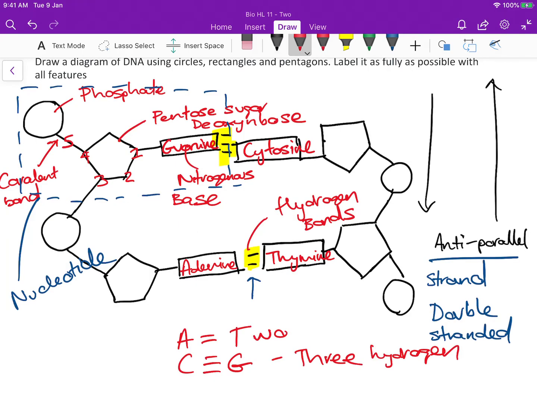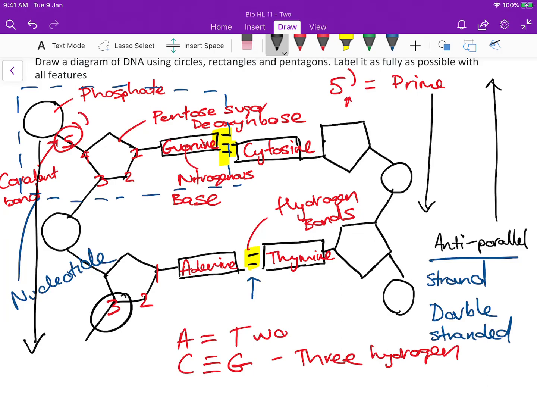So the final bit here is to have a look at why these are anti-parallel and the idea of 5' to 3'. Okay, so this 5 carbon up here, this end is called the 5'. So that little apostrophe there means prime. That's the 5' end, and you can see if we follow it down to the end of the strand and label 1, 2, 3, then this end of the strand, it's running from the 5 at the top to the 3 at the bottom.